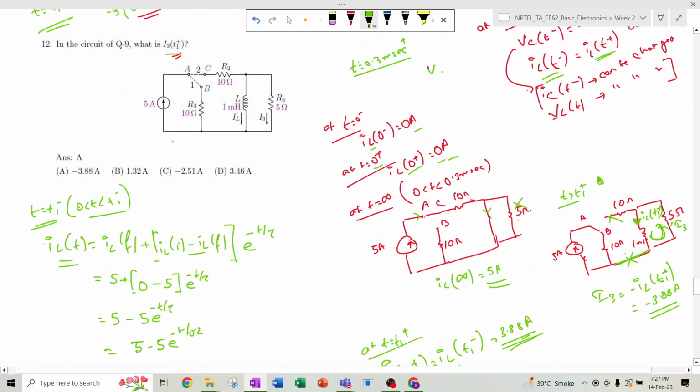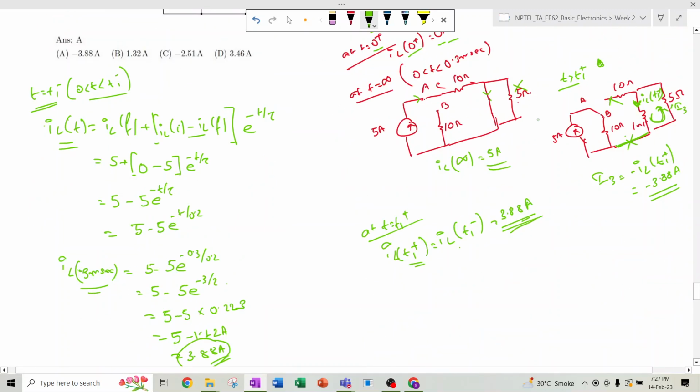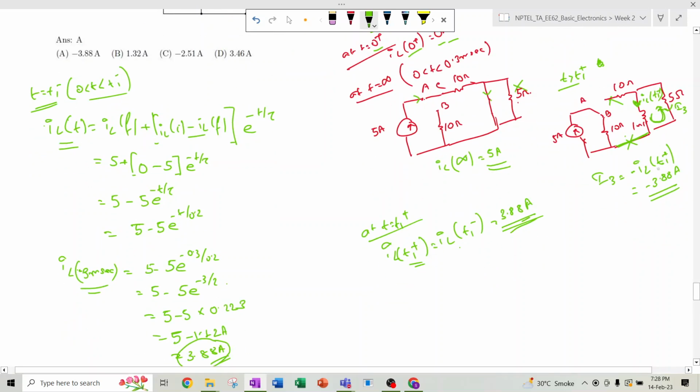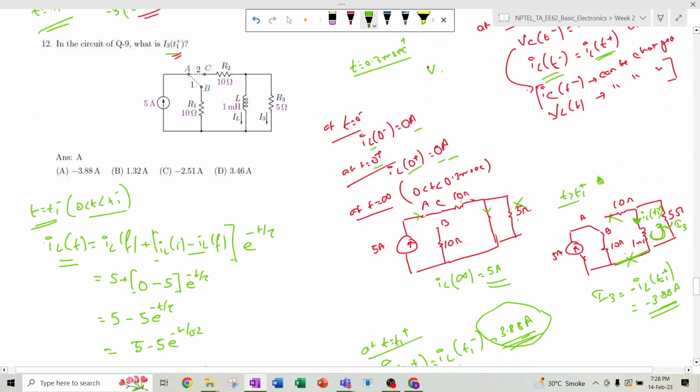So now after 0.3 millisecond, the entire circuit becomes this thing. Here whatever current is flowing through the inductor, that current should flow through the resistor. So I3 is nothing but minus of IL, so minus of IL at t1 plus, and IL at t1 plus we have already calculated as 3.88 ampere. So it will be minus 3.88 ampere. So the correct answer is this one.